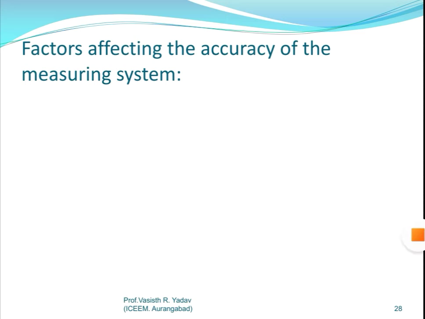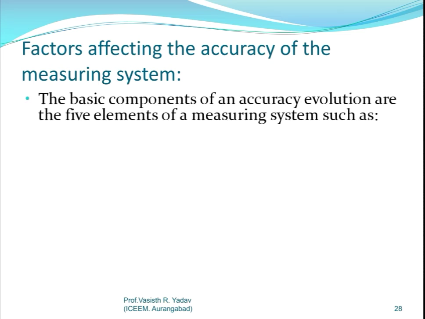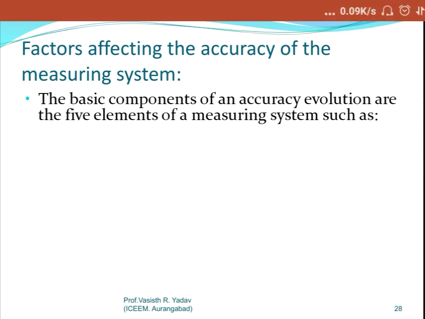Now, let us talk something about the factors which affect the accuracy of any measuring system. Remember what we said, that accuracy is nothing but how much nearer value is measured to the desired value, right? Now, the measuring instrument should be very accurate. He should measure the physical quantity very accurately. Now, there are certain factors which affect the accuracy of any measuring system. Let us talk about these factors.